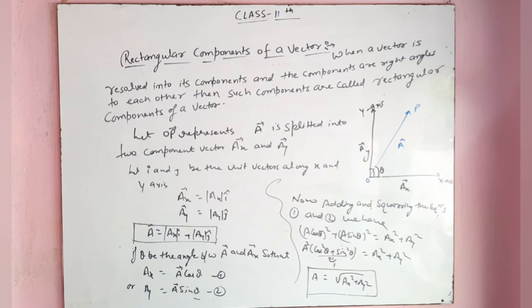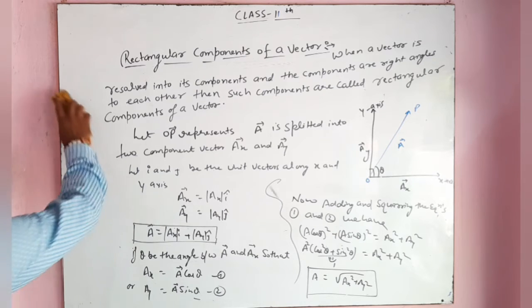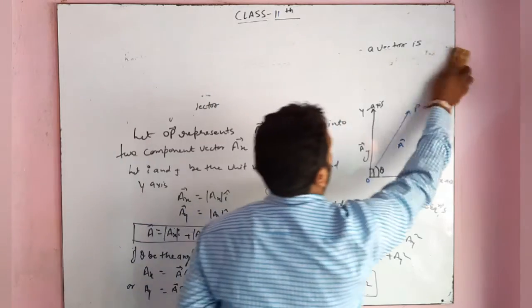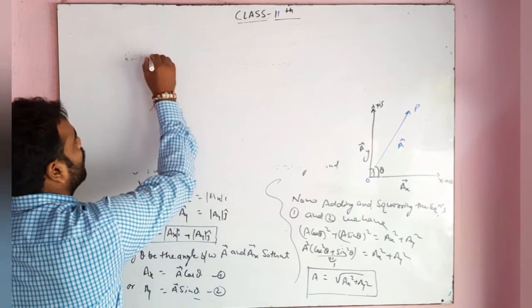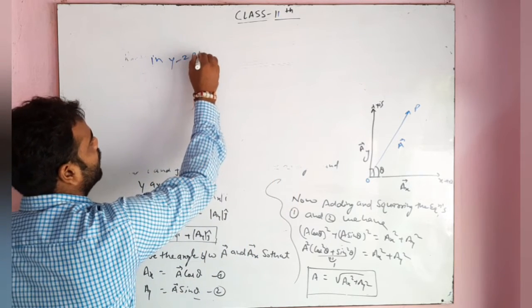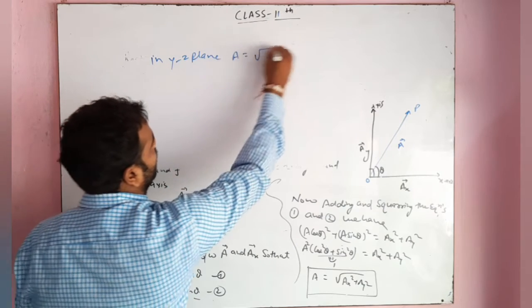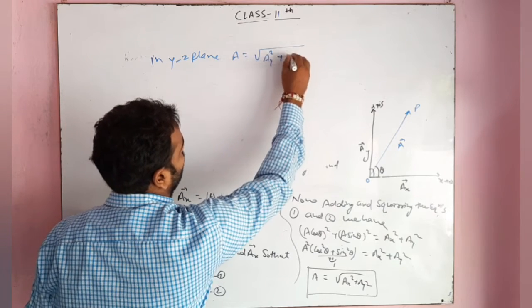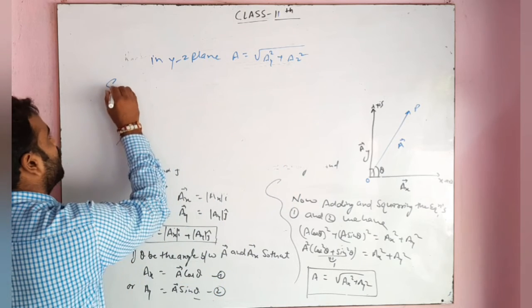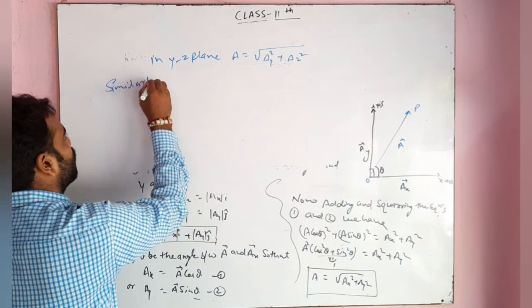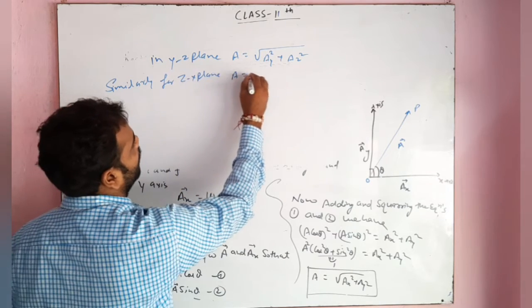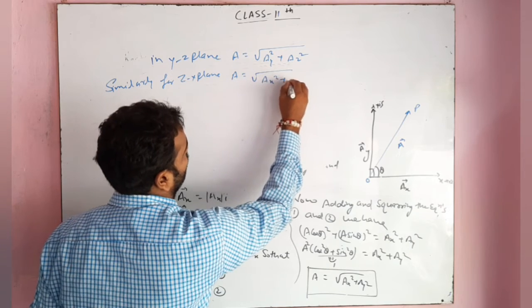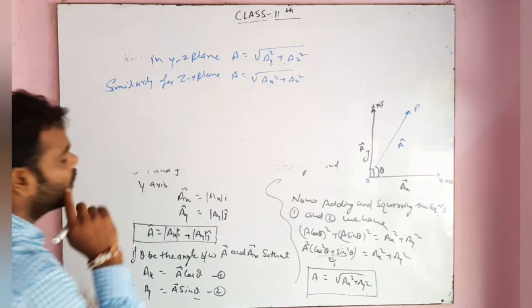Now in the yz plane, what will happen? In the yz plane, this vector A can be represented as under root Ay square plus Az square. Similarly, for the zx plane or xz plane, A can be written as under root Ax square plus Az square, clear.